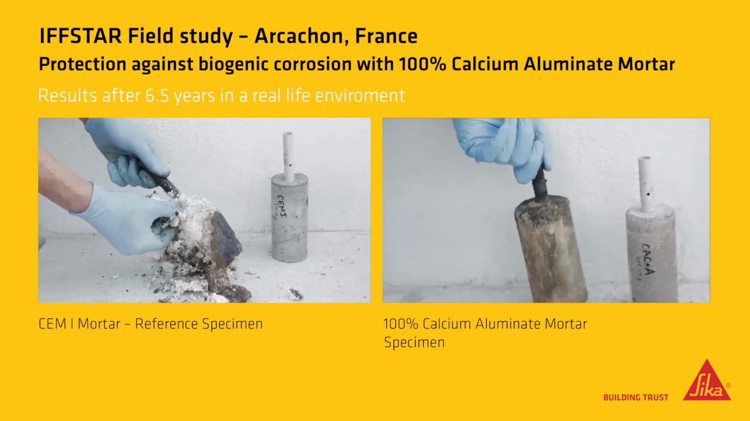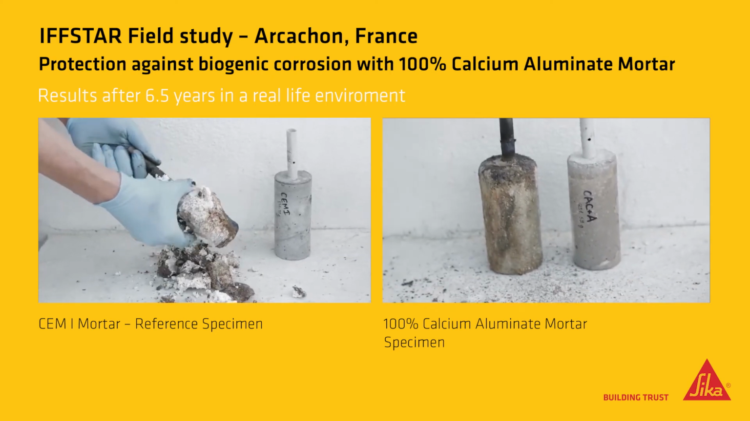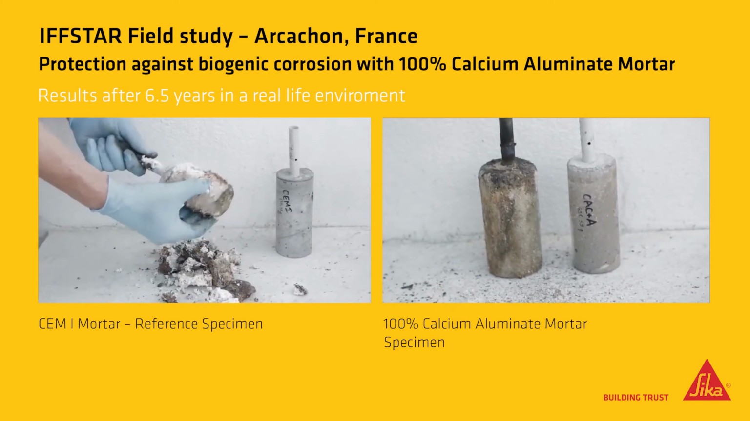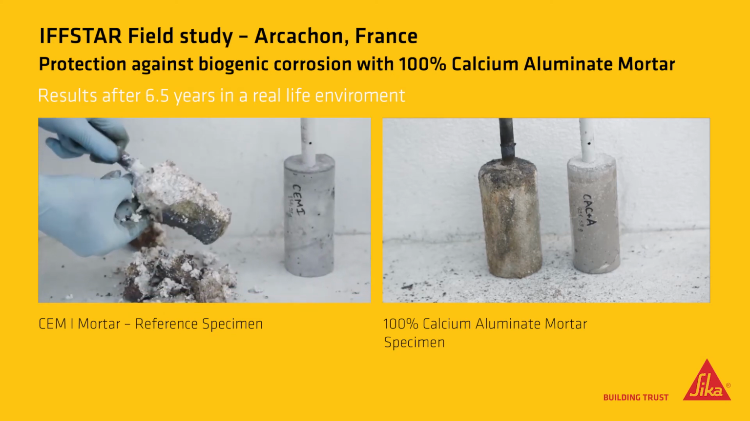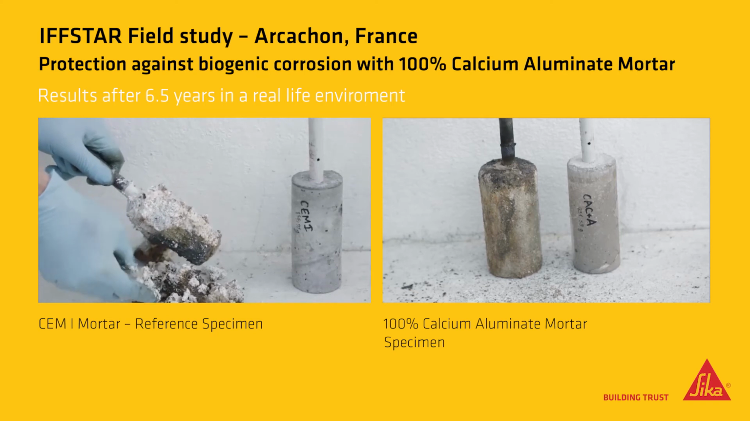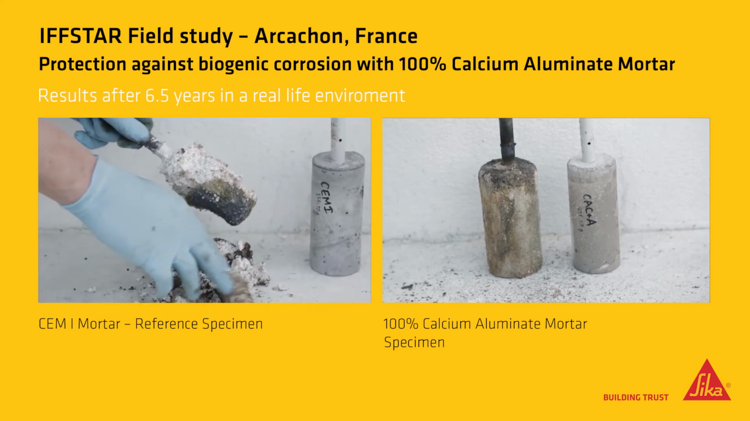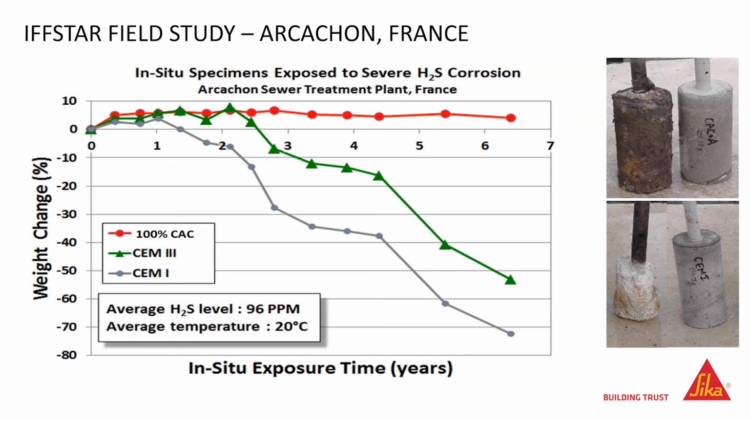Only the CEM 1 cement is shown in this video. However, there was no significant difference with the CEM 3 specimens. The calcium aluminate mortar specimen is practically not damaged at all. Only slight surface pollution is noted. The graph in this slide shows the difference in behaviour between 3 specimens and the degradation rate per year.